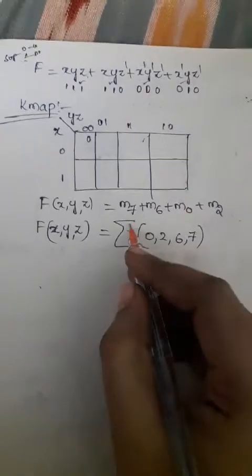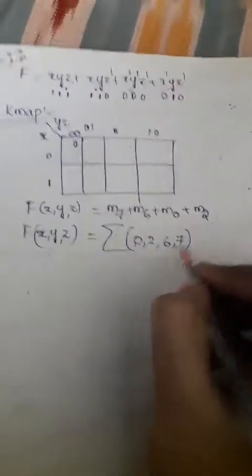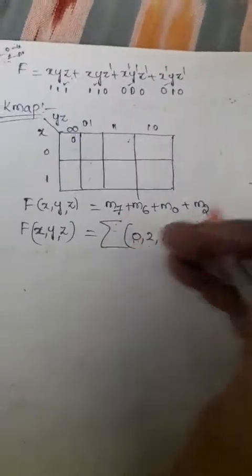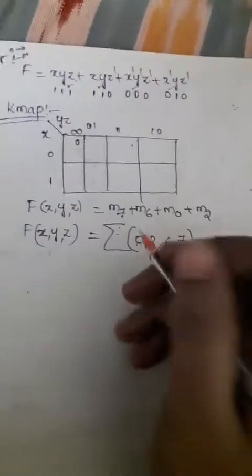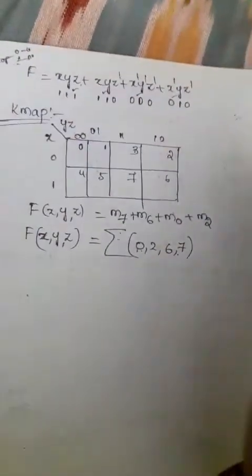So now from this minterm equation we'll get the possibilities, that is 0, 2, 6, 7. That means these cells contain the 1s, right? So first, just identify the cell numbers: 0, 1, 2, 3, 4, 5, 6, 7. From this function we'll write which cells contain ones.